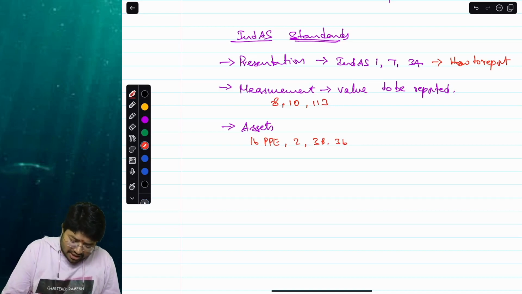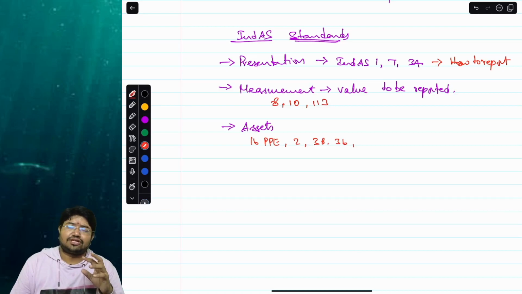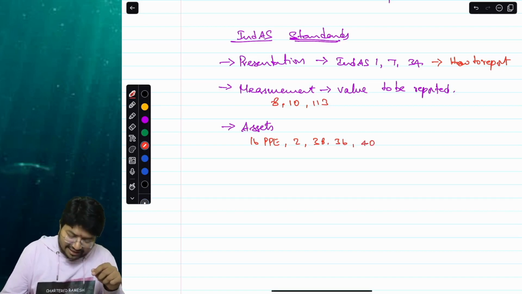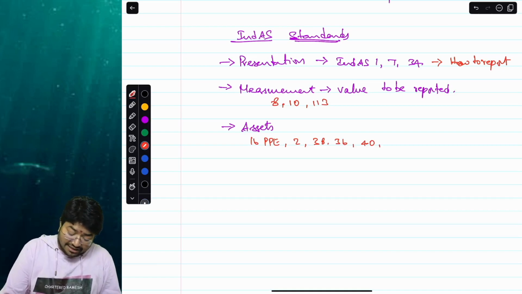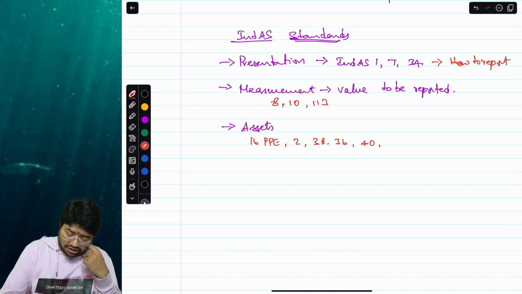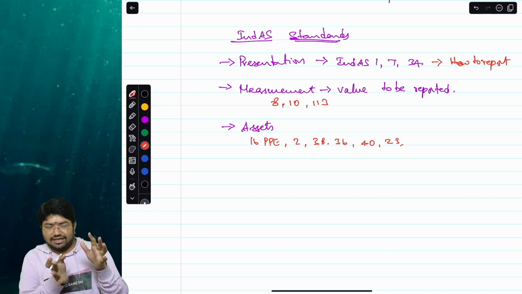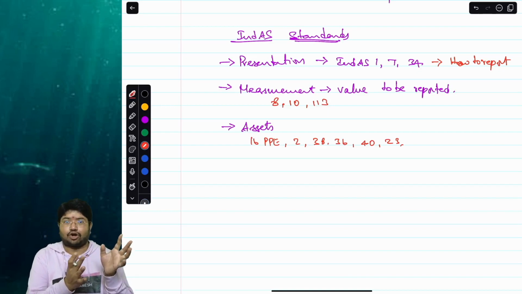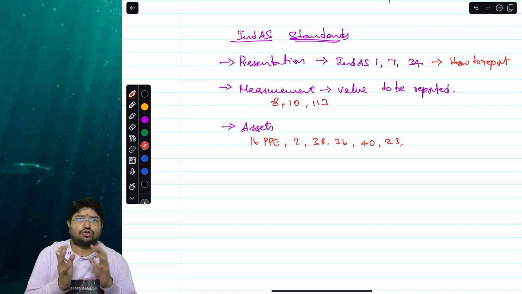Okay, and then you have a very important new concept standard here, which talks about investment property. That is also a non-current asset, which is in Ind AS 40. Then you have standards relating to borrowing cost. Borrowing cost falls under 23, because to what extent interest has to be capitalized, borrowing cost should be capitalized. That is also part of your non-current assets only. That's why you should know about that.